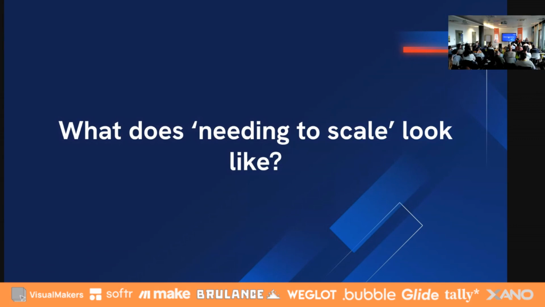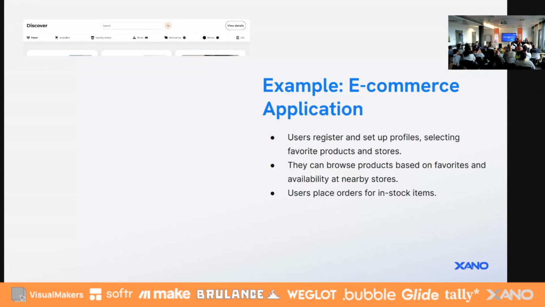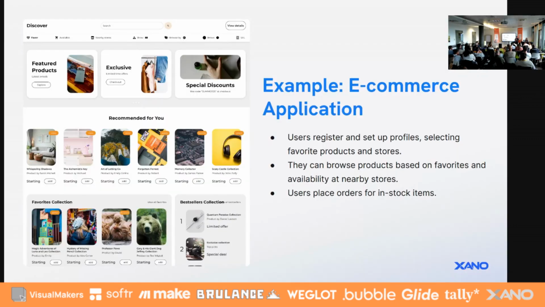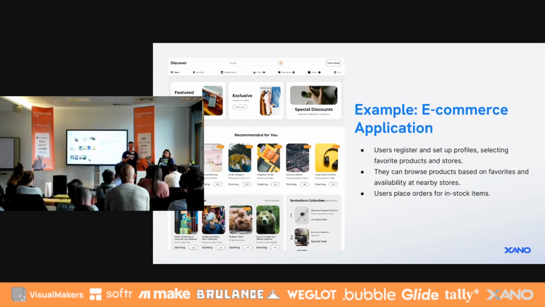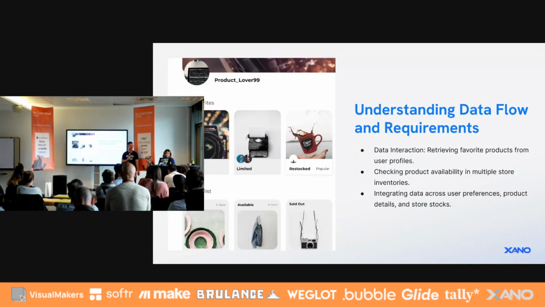So what does needing to scale look like? Let's use an example of an e-commerce application. Your users can register, select their favorite products in stores, browse their favorites, and ultimately place orders for in-stock items. In our example, the type of things that we would need to manage are user preferences, product details, and inventory levels.